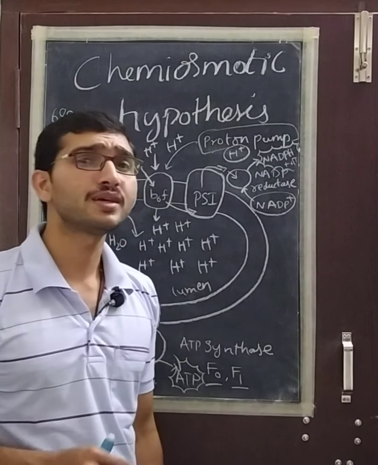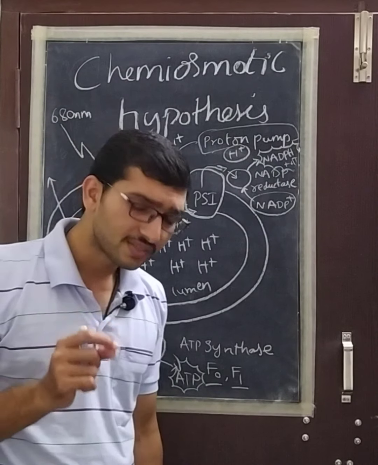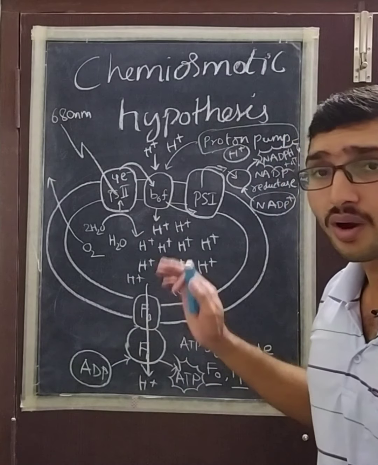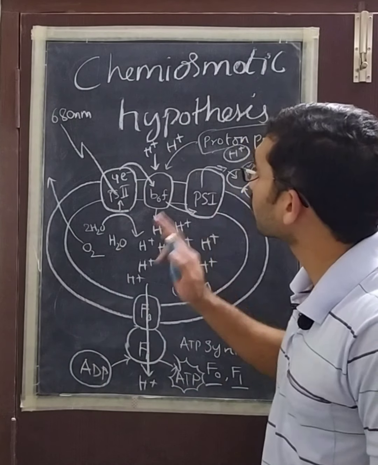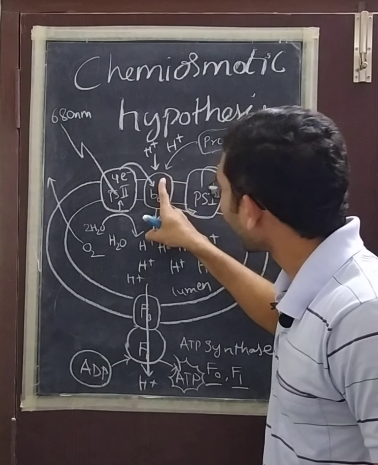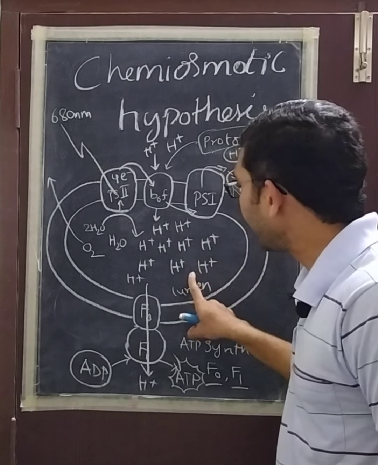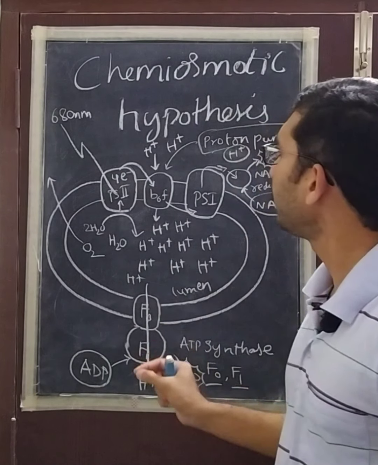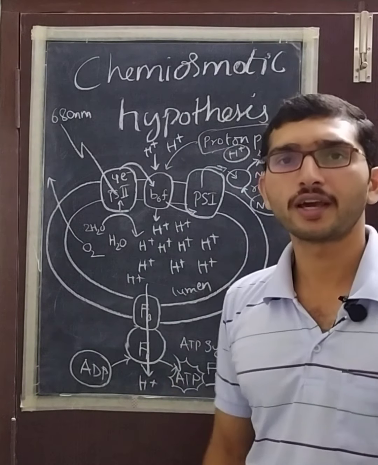So this is about the chemiosmotic hypothesis. This is the most important concept. This diagram is also very important. What are the components present in the chemiosmotic hypothesis? Cell membrane, proton pump, proton gradient, and ATP synthase. These are the main ingredients of the chemiosmotic hypothesis.